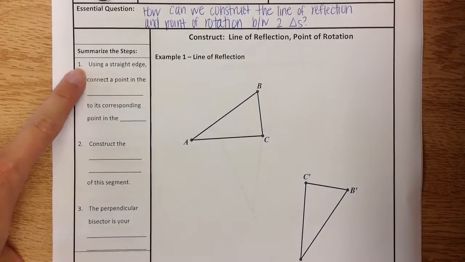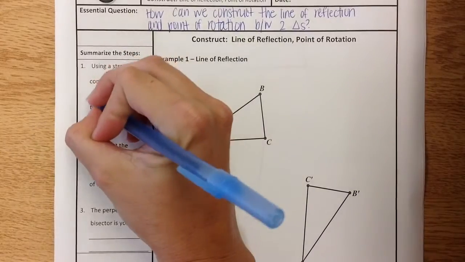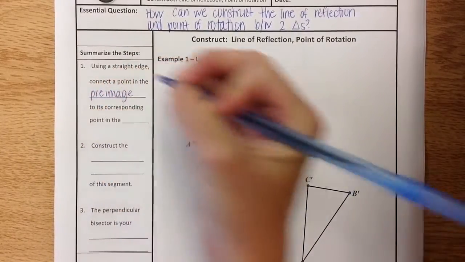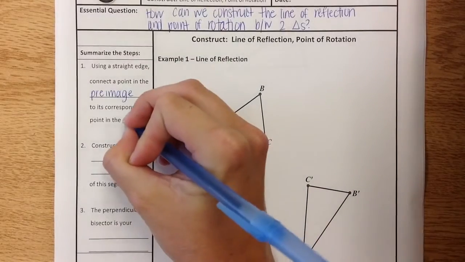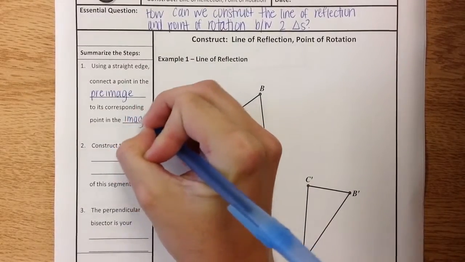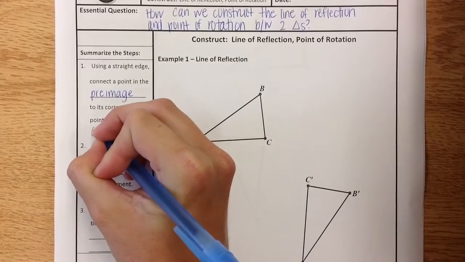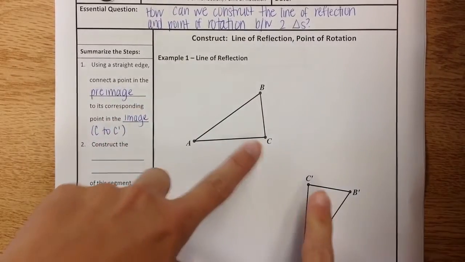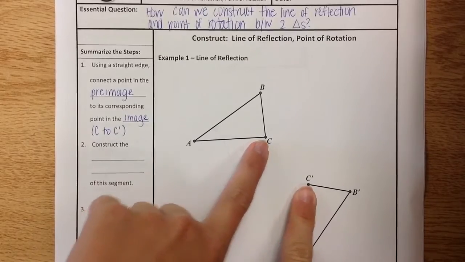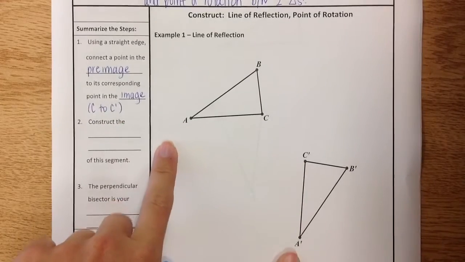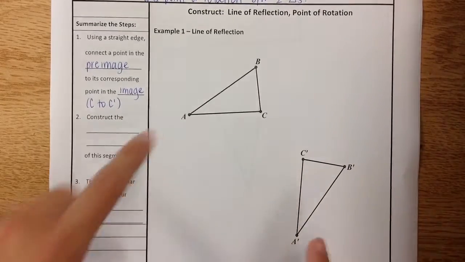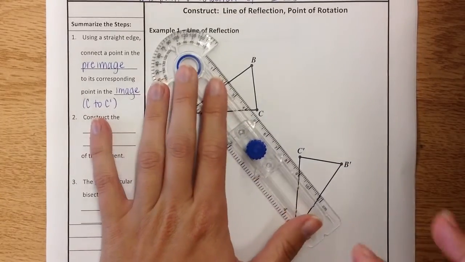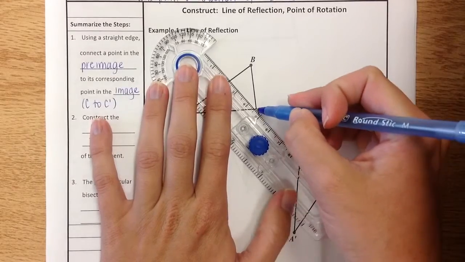First step, using a straight edge, connect a point in the pre-image to its corresponding point in the image. This would be something like connect C to C prime. The only reason I'm choosing C and C prime is because I see that they're closest to each other. You could choose B and B prime or A and A prime. It's your preference. Connect C to C prime using your straight edge.